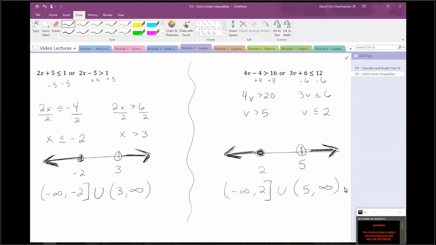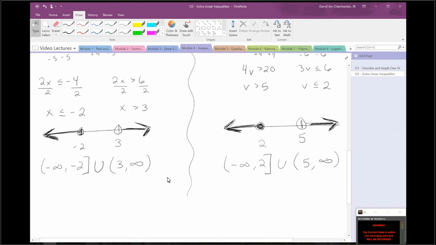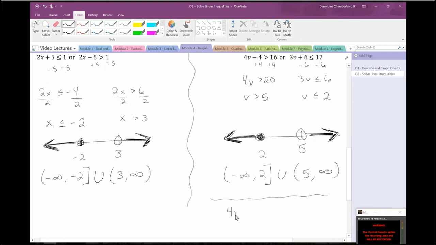So the tricky ones, if this had said and rather than or, we wouldn't have had any overlap and there would have been no solution. So in this case, just looking at our graph, if this had said 4v minus 4 greater than 16 and 3v plus 6 is less than or equal to 12, there would have been no solution because and means overlap and there is no overlap.